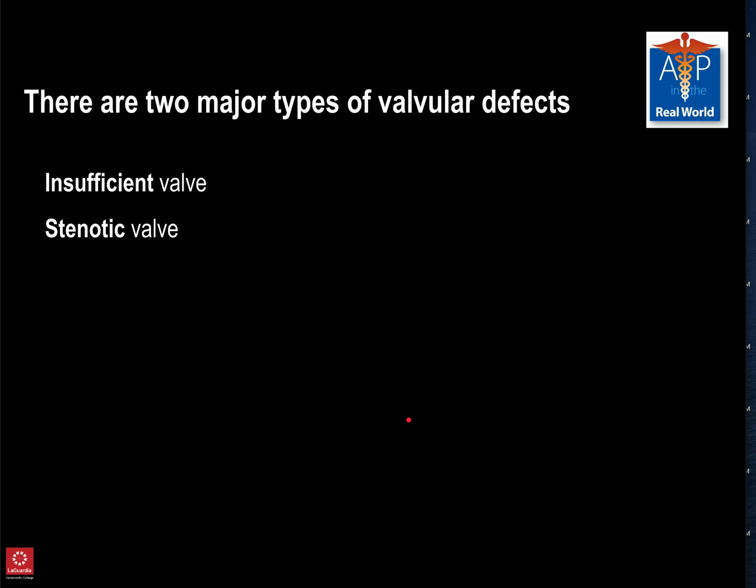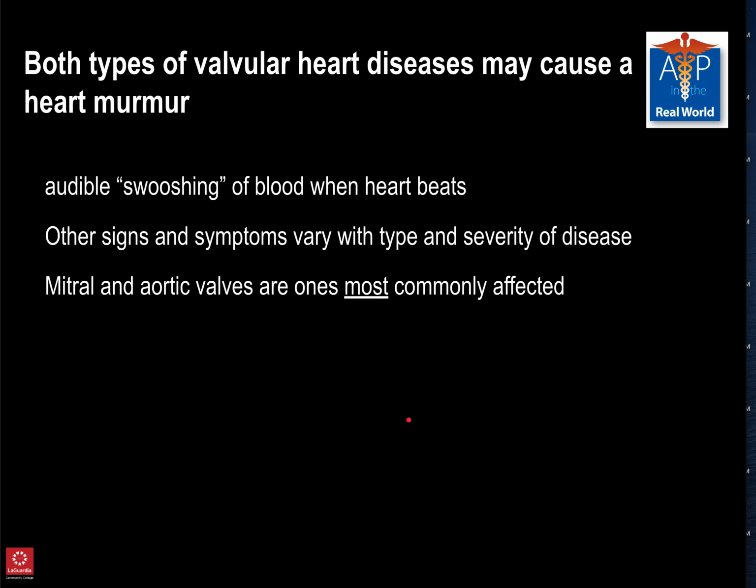We have an insufficient valve and a stenotic valve. Both types of valvular heart diseases can cause a heart murmur, which is an audible swooshing of blood when the heart beats. Other signs and symptoms vary with the type and severity of the disease, and the mitral and aortic valves are the ones most commonly affected.